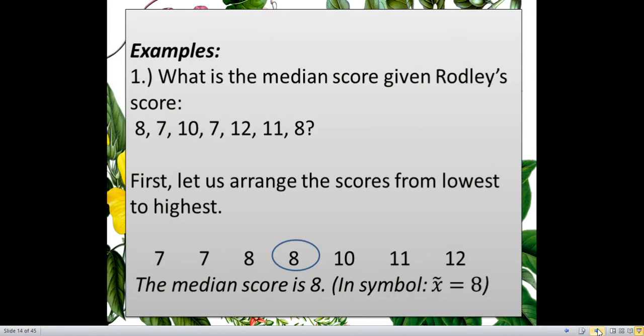What is the median score given the raw list of scores, the scores that we have a while ago? So we have 8, 7, 10, 7, 12, 11, 8. Again, the rule is to arrange it from lowest to highest or highest to lowest. So we choose lowest to highest. So we have 7, 7, 8, 8, 10, 11, 12. Then looking for the middle score, we found out that it is 8. So the median score is 8. Or if you write it in symbol, it will look this way.